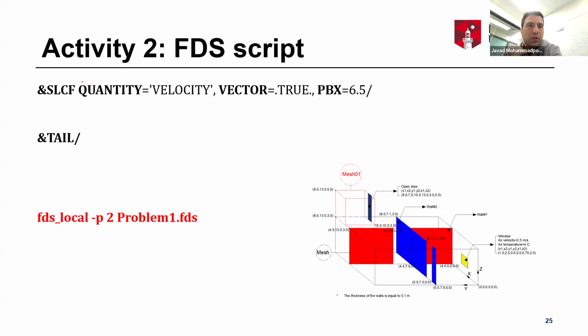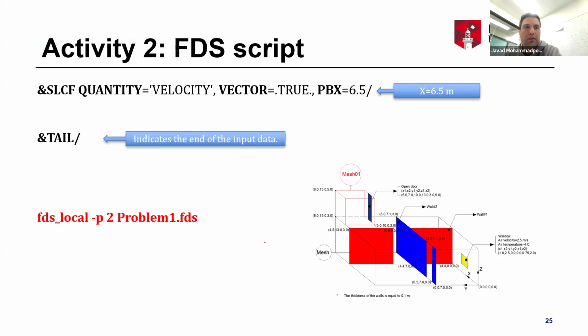I also define a slice file, or actually the plane cross section, for the X. What is the value of the X? The value of the X here is 6.5. So it should be in this direction. 6.5 means that it is after the red wall. And you need to use tail to finish your script. And that's it.